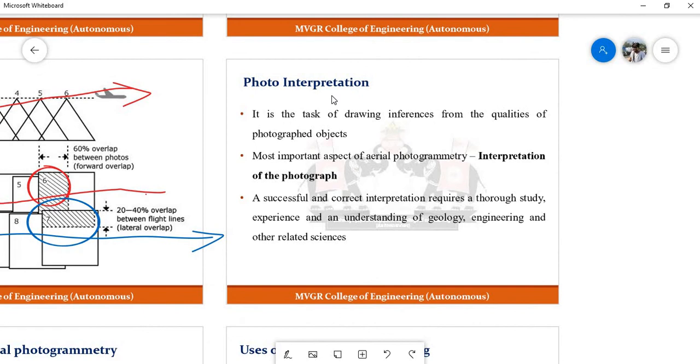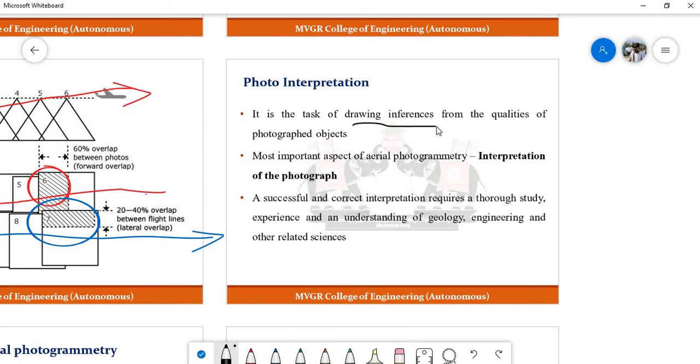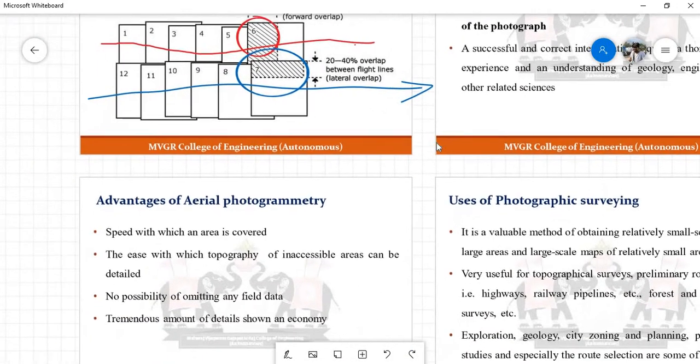As I said, photo interpretation is very important because we need to draw some inferences. We need to draw some information from the photograph. So photo interpretation is very, very important.